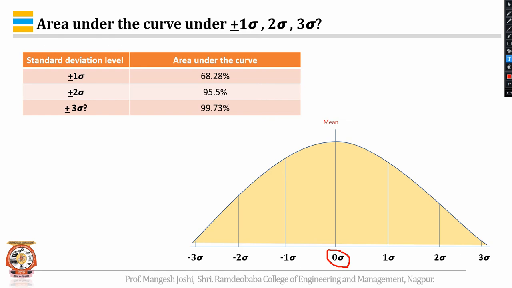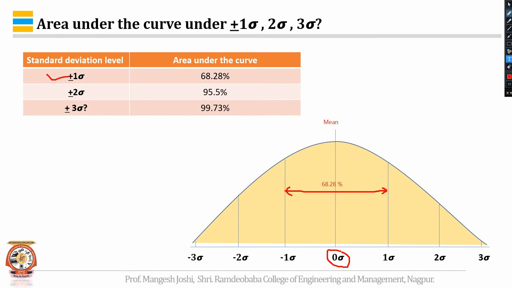Now, if you calculate a standard deviation of this and you take plus minus 1 sigma from the mean, you will observe that in this region approximately 68.28% of the population will lie inside 1 sigma.